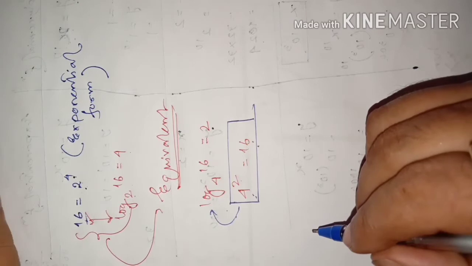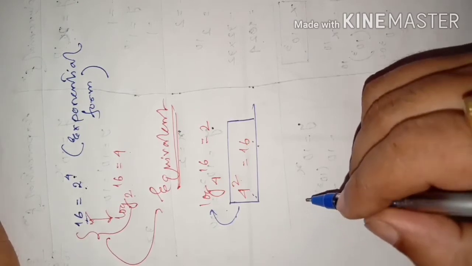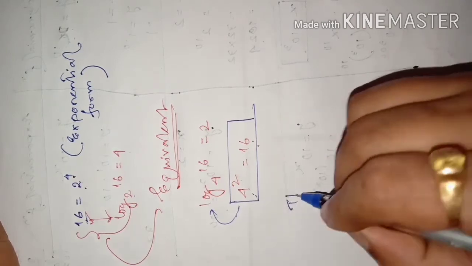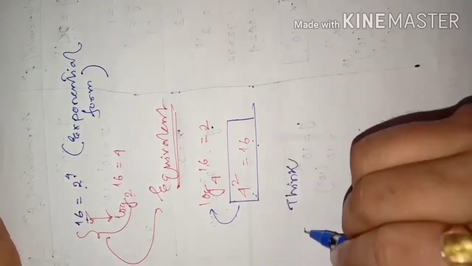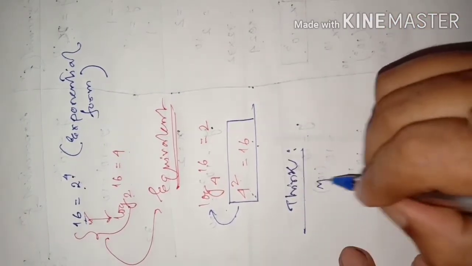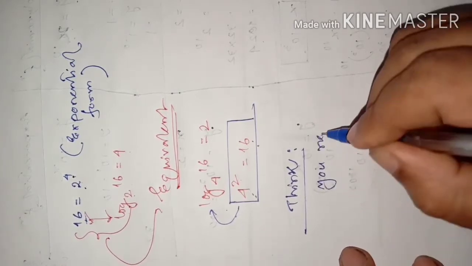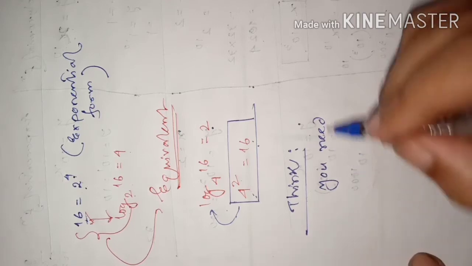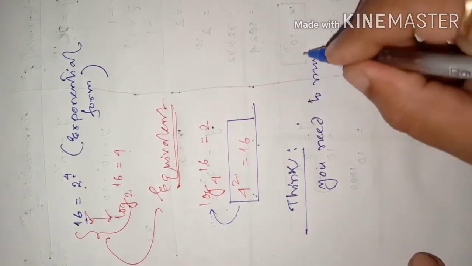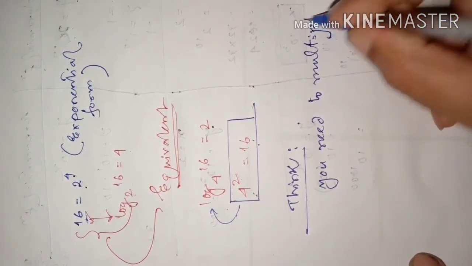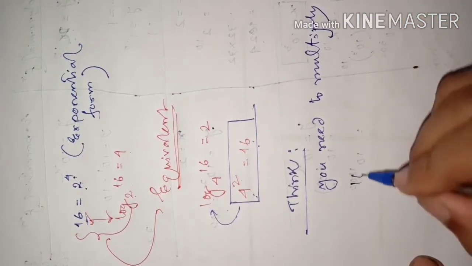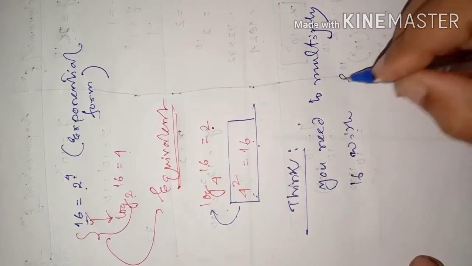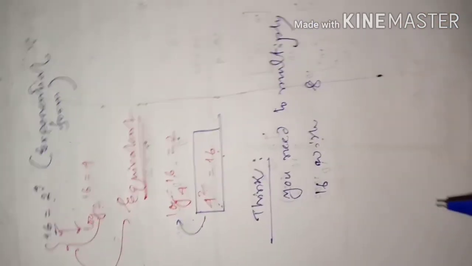Suppose you have to multiply 16 and 8. Think. You need to multiply. Why do we need to learn this logarithm? That is the reason I am giving. You need to multiply 16 with 8. Then you will multiply like this.